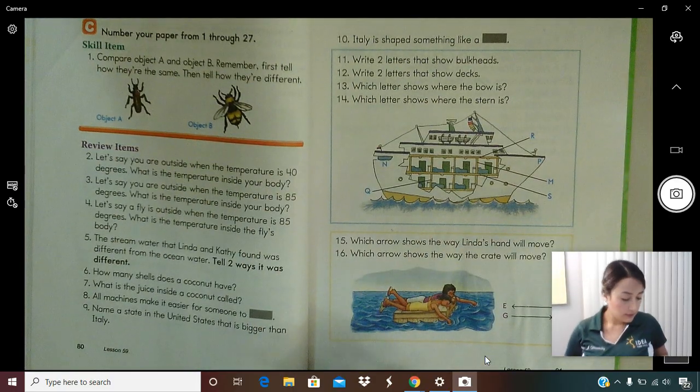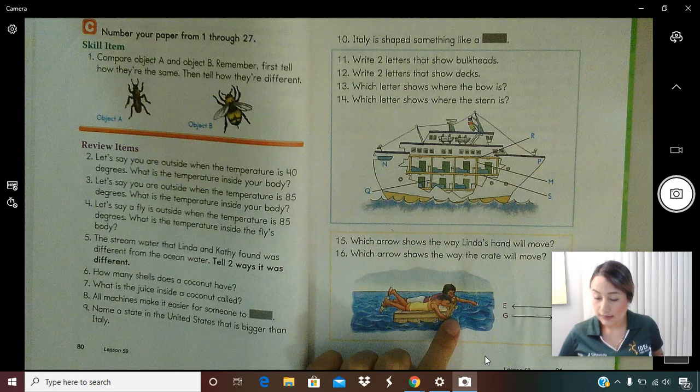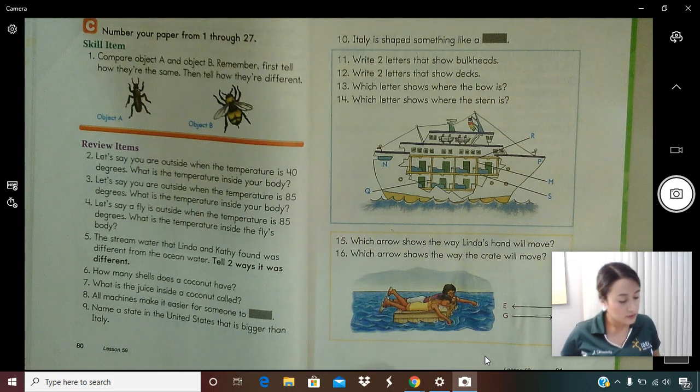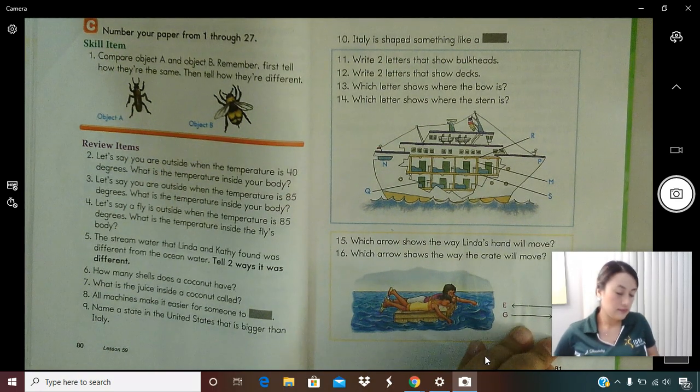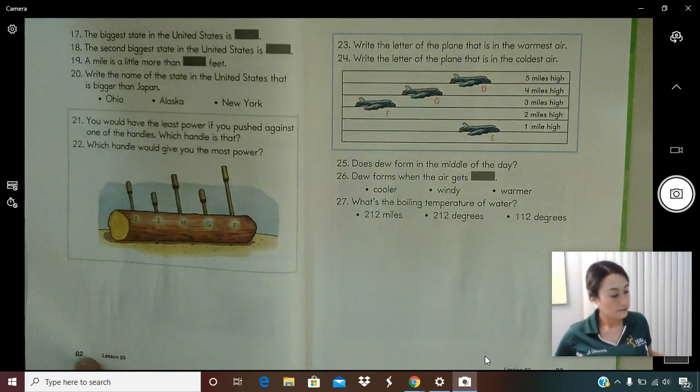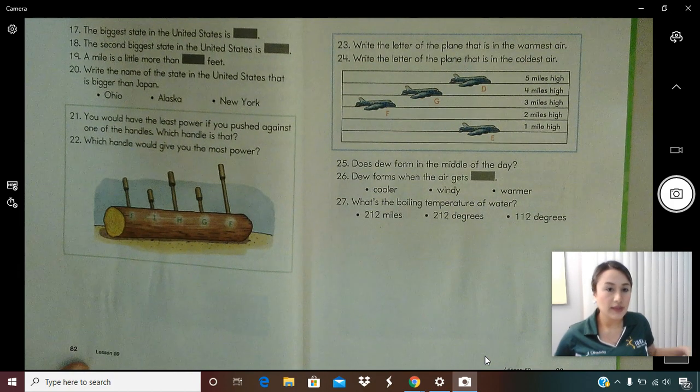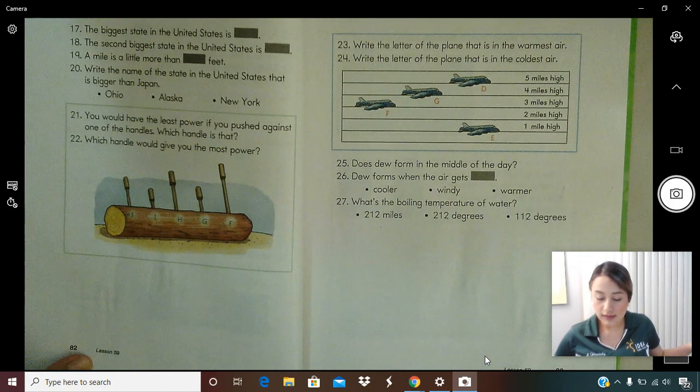The answer for number 15 is E. Number 16, which arrow shows the way the crate will move? The answer for 16 is G. Turn the page. Number 17, the biggest state in the United States is?